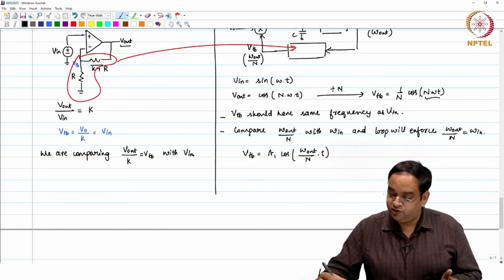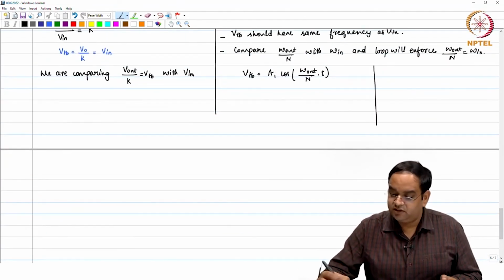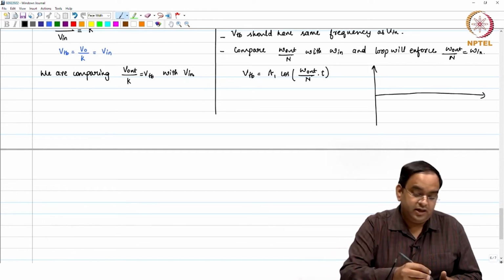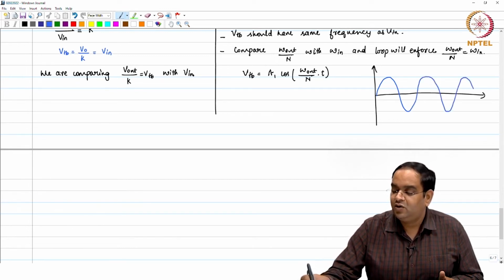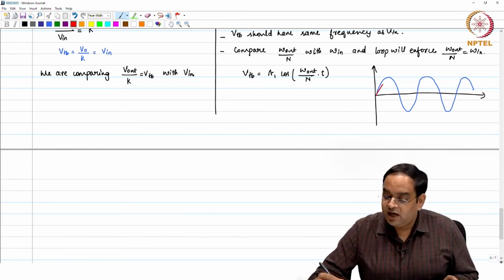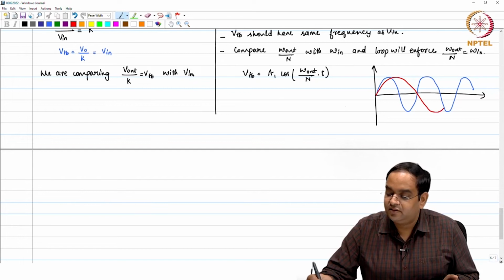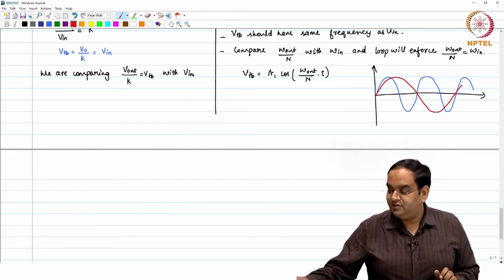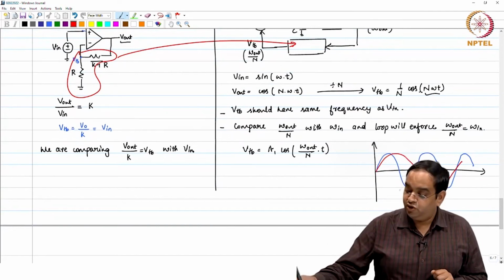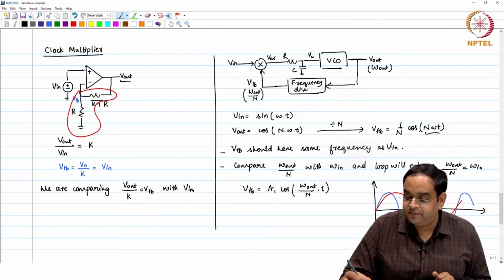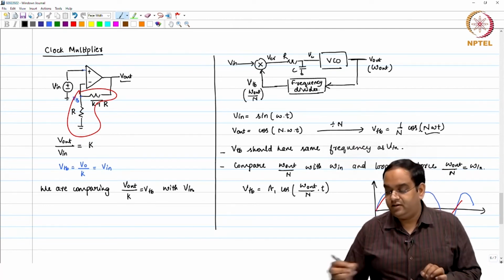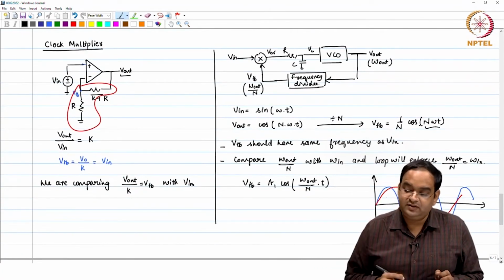Just to make sure that you follow this, if my output signal happens to be a signal like this, and I want to divide the frequency by 2, I want a signal like this. How you are going to do it, that is something which we will see later. So, you need a block called frequency divider. If you do that, then you can enforce this.